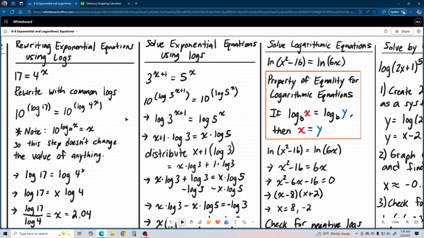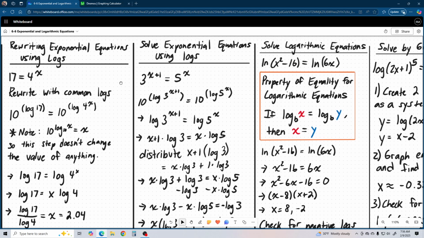So if we have x in the exponent, or we have our variable that we're looking for in the exponent, logs are what we can use to kind of negate that. Just like we use division to negate multiplication, and we use subtraction to negate addition, right? Logs are what negate exponents. And that's what we're going to talk about in this lesson, is I'm going to really show you how to do that. So first, let's talk about rewriting exponential equations using logs.